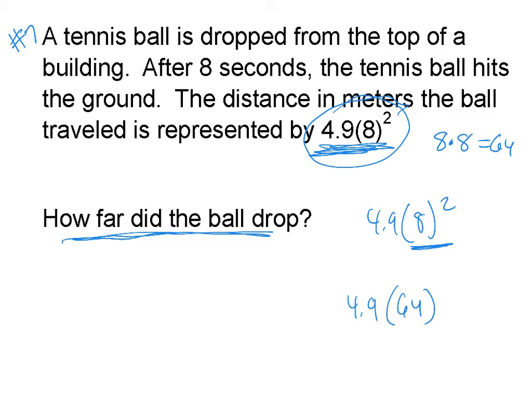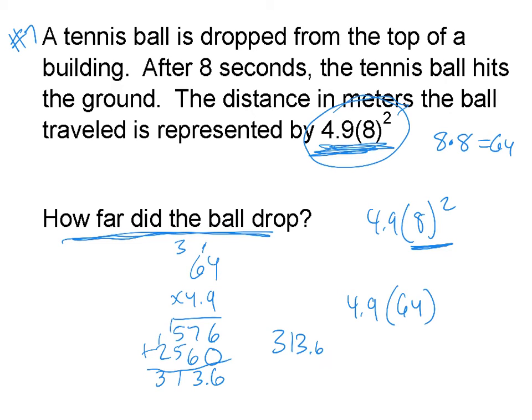So notice our last step is we just have to do 64 times 4.9, right? That's our last step. 9 times 4 is 36. 9 times 6 is 54, 55, 56, 57. Extra 0. 4 times 4 is 16. 6 times 4 is 24, 25. So we end up with 6, 13, 10, 11, and 3 with one decimal place. And so there we go. 313.6 meters is how far that ball fell.